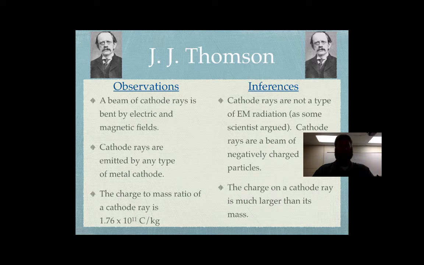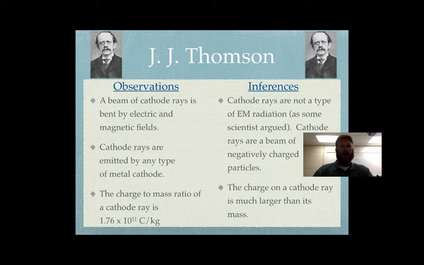The inferences drawn from the observations were that cathode rays were not a form of electromagnetic radiation. Electromagnetic radiation cannot be deflected by a magnetic field. He proved that cathode rays were a beam of negatively charged particles. Because the charge-to-mass ratio was so large, he also assumed that the charge on a cathode ray was much, much bigger than its mass.